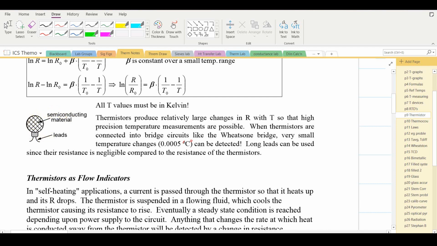Why would that be important? Why might you want long leads? Well, perhaps you have your sensor, your thermistor, in a location that you wouldn't want to be in. Perhaps it's unsafe, maybe it's hot, dangerous. You could have your meter where you read it quite a distance away, and you can read it accurately and safely.